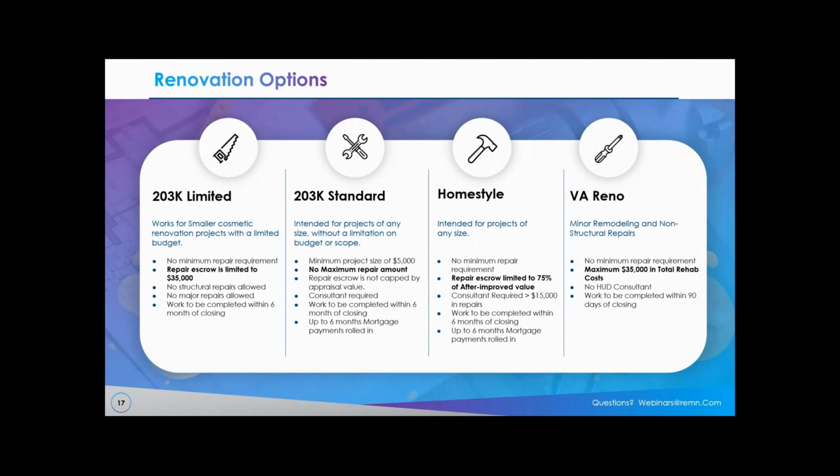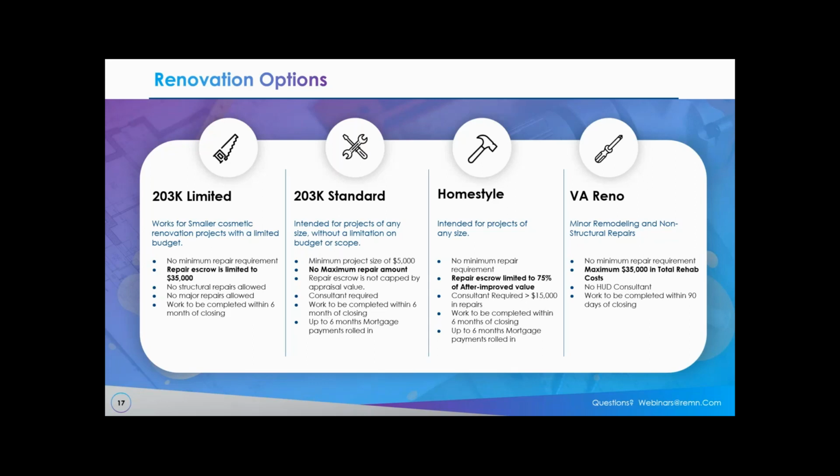Well, what kind of work can you do with these programs? Well, I'll just start off by saying you can pretty much do anything in terms of renovations, just which product can you do it with. Okay, so the 203K Limited is for smaller cosmetic projects under $35,000, no structural repairs. On a 203K Standard, it's over $35,000, or there's structural repairs.